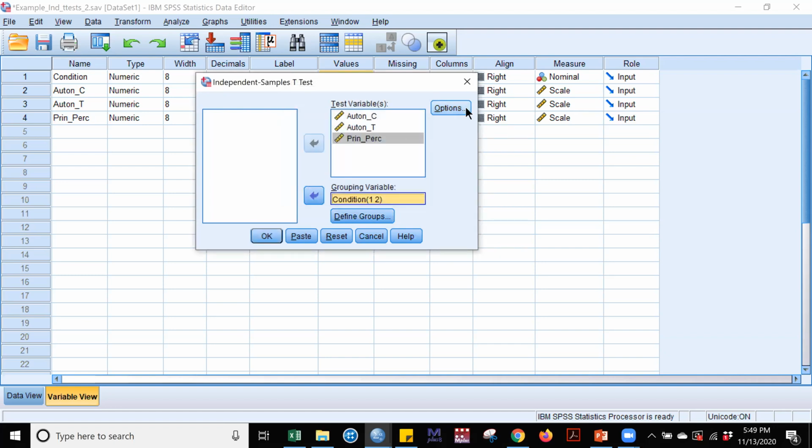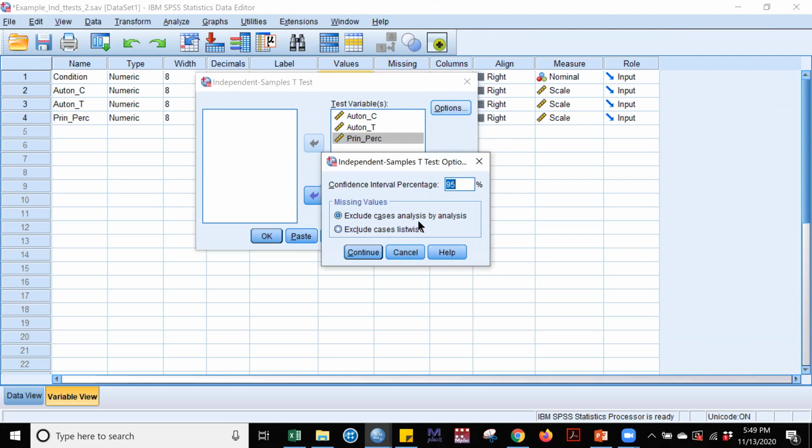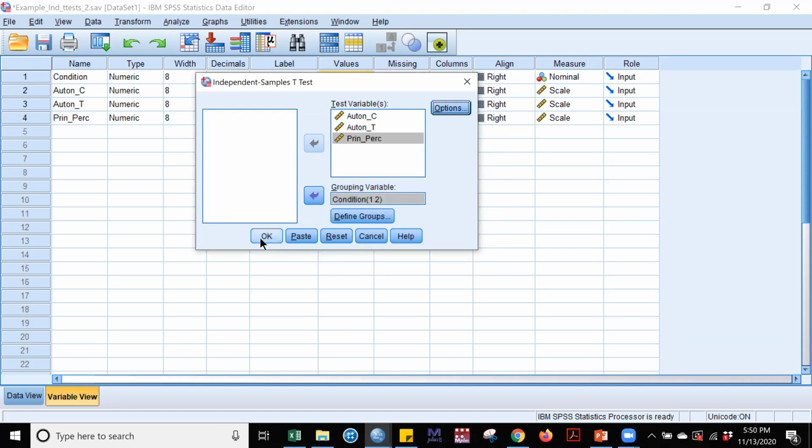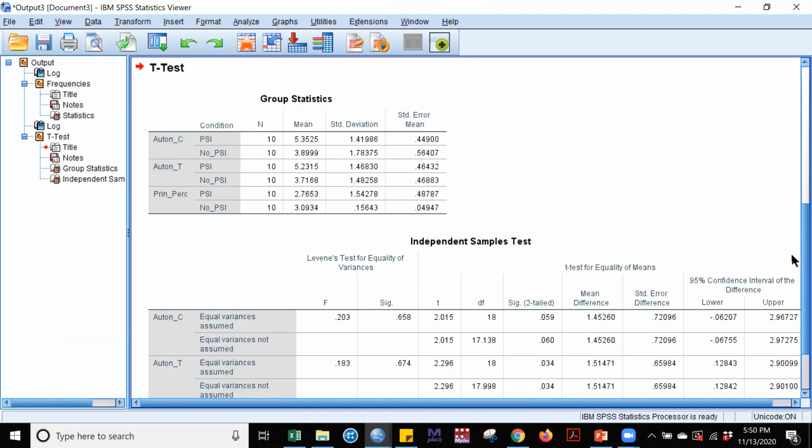So I continue. These two options matter if you're making multiple analyses like we are, but they have different numbers of cases. In this data set, we have complete cases for all variables. And you can have confidence intervals of different values that you can arrange there. So we're going to continue, and we're going to tell the program that it's okay to continue.